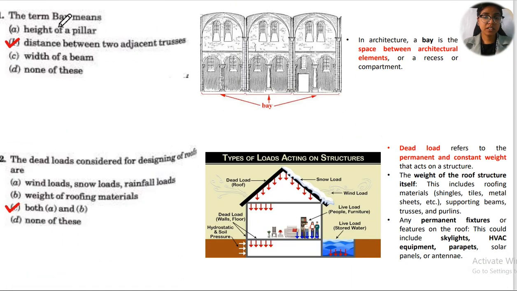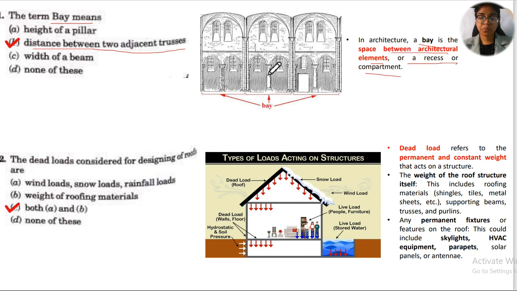Next question is, the term bay means. So what does the term bay mean? It is the distance between two adjacent trusses. Like look into this image. A bay is the space between architectural elements, or a recess or compartment.